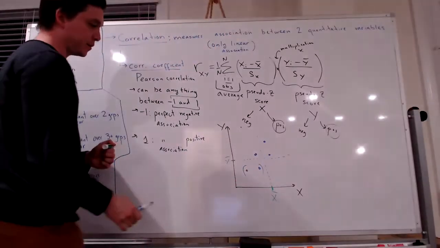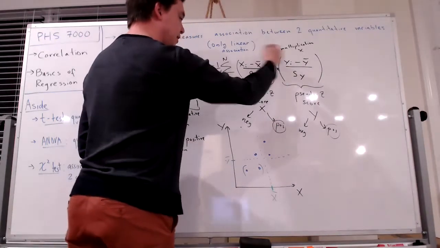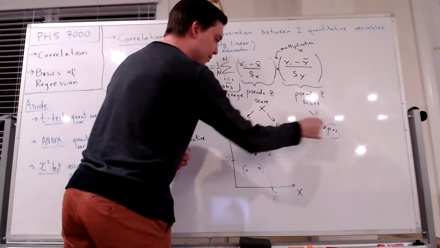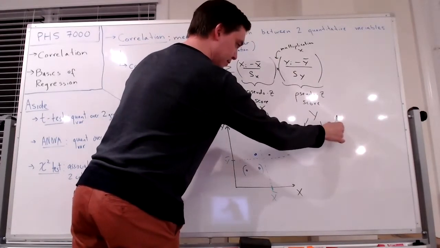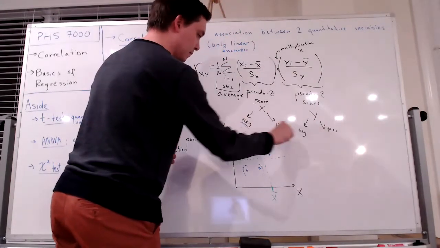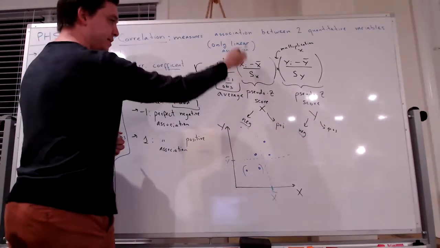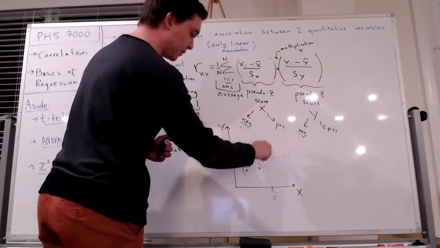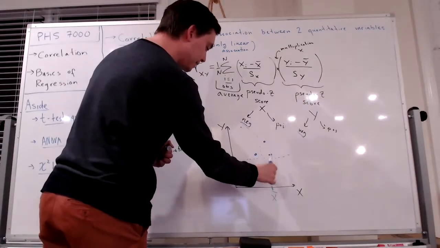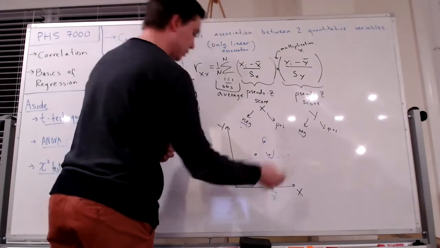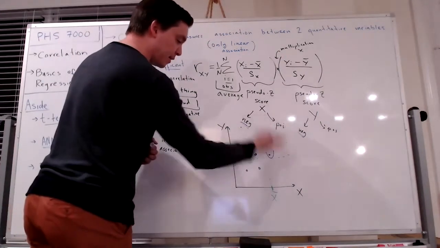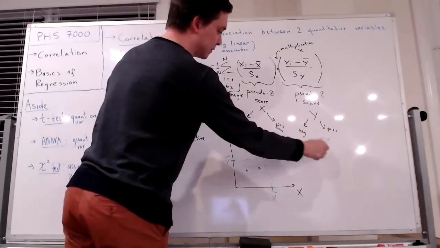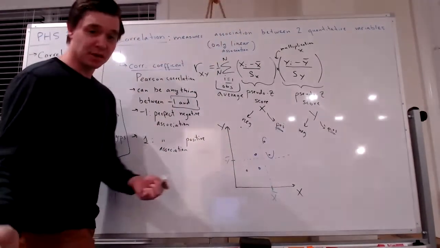For these two variables, x and y are below their mean at the same time, right? For those two circled observations, this term is negative times this term is negative. Okay, so we get a positive. For these two circled observations, x and y are above their means at the same time. So we get a positive times a positive, also positive.